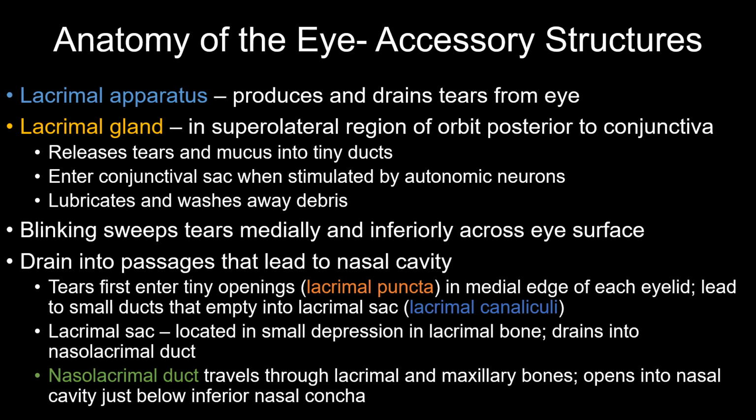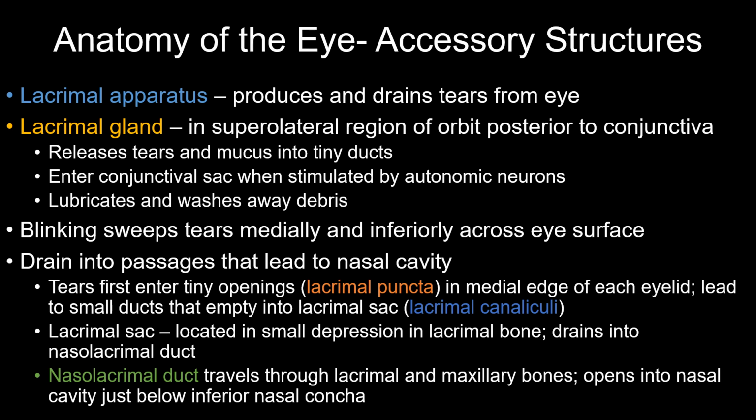The lacrimal apparatus is what's going to produce tears and then also drain them from the eye. So first, there's the lacrimal gland, located in the superolateral region. So where is that? It's up and on the outside of the eye. So just posterior to the conjunctiva is where that is located. When this is stimulated by autonomic neurons, tiny ducts release tears and mucus into the conjunctival sac, lubricating the eye and washing away dust and debris.